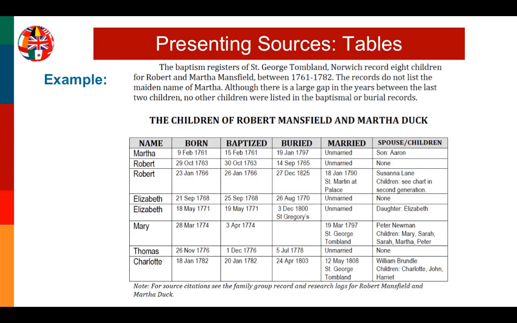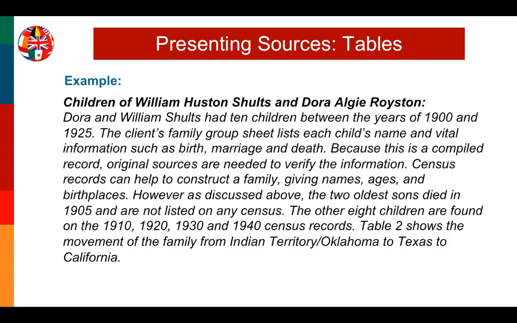In this example, the researcher summarized the vital information for the children of Robert Mansfield and Martha Duck, so that the reader can quickly see the structure of this family and their vital event dates. Notice that the writer refers the reader to the family group sheet and the research log for citation information in this example.